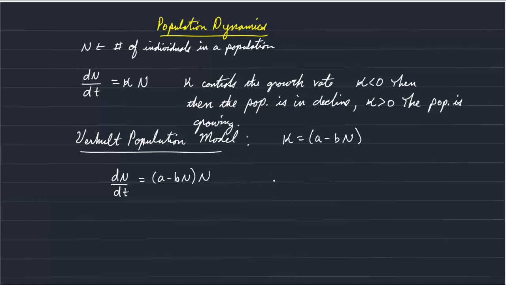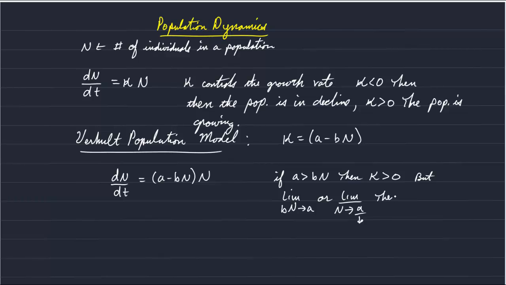So as long as a is greater than b times n, then kappa is positive, and the population will grow. But at the limit, when b times n equals a, or the limit when n approaches a over b, then dn/dt approaches 0, it goes to 0.